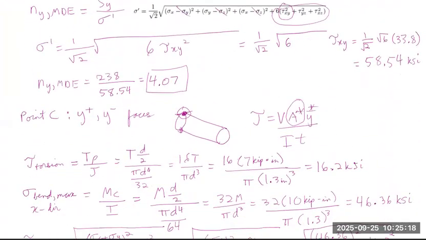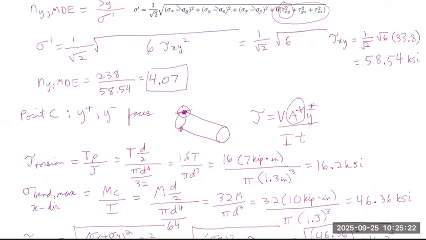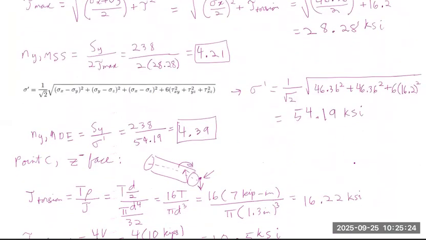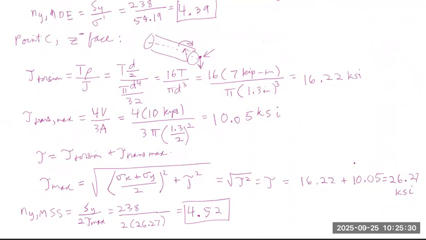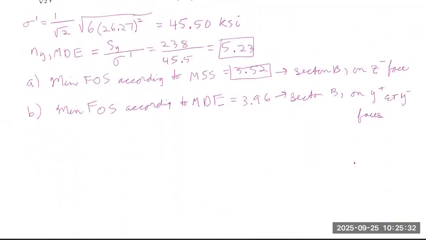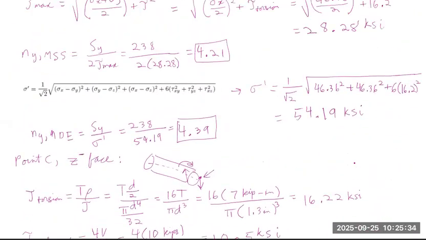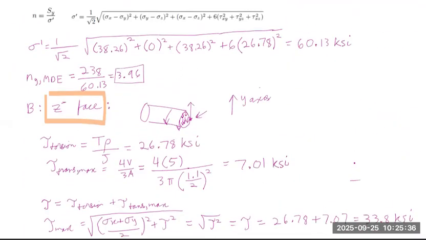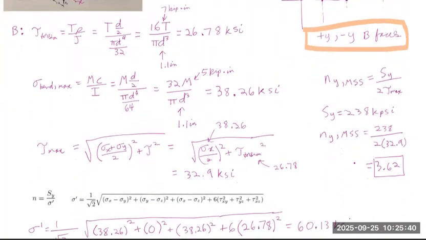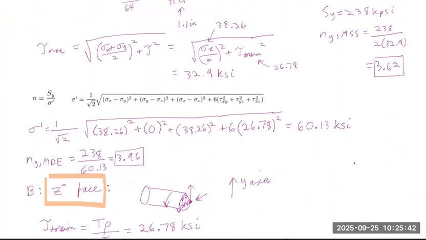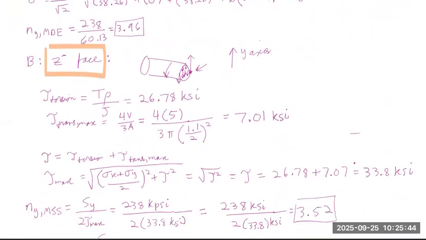And after that, we compared all the factors of safety, and we chose the smallest one for each factor of safety theory. So I'll go over the whole problem one last time, scrolling slowly so that you guys can recap the whole problem.